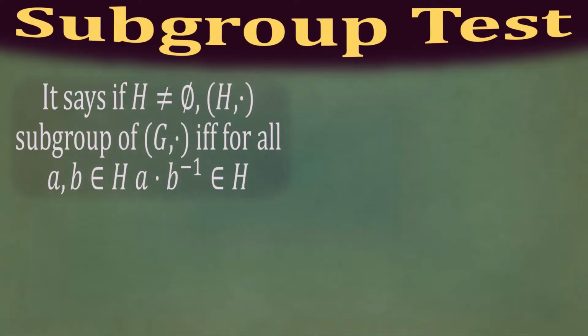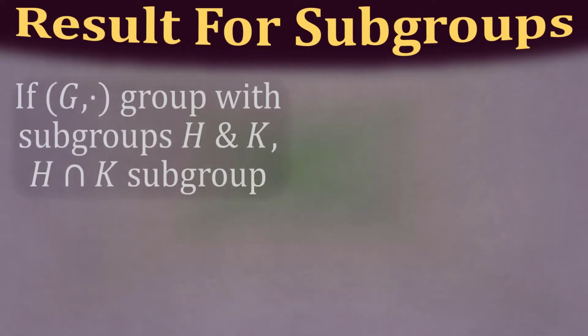To tell whether a subset is a subgroup, we use the subgroup test. It says that if H is a non-empty set, then (H, ·) is a subgroup of (G, ·) if and only if for all a and b in H, we have that a · b inverse is also in H. Hence, we have a handy result. It says that if (G, ·) is a group with subgroups H and K, then H intersect K is also a subgroup.